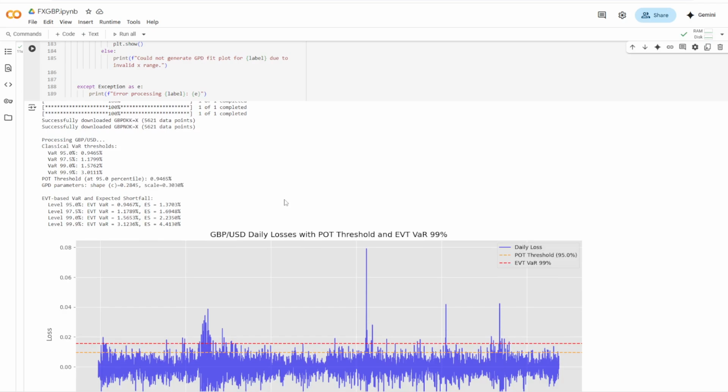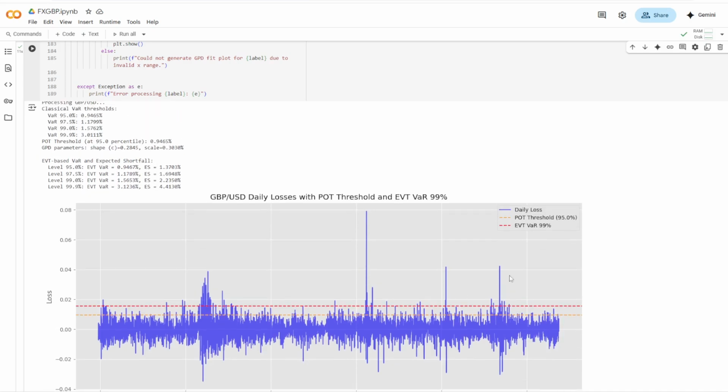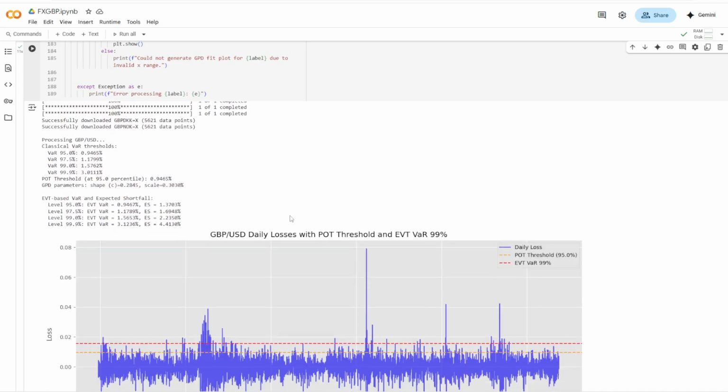So the 5% probability of R95 is that we have a 0.9465%, let's call it a 0.95% move in a day. Remember here the red line is the 99 VaR, and the peaks over threshold are a 95% parameter. The 95% parameter is the VaR 95 peak over threshold here.